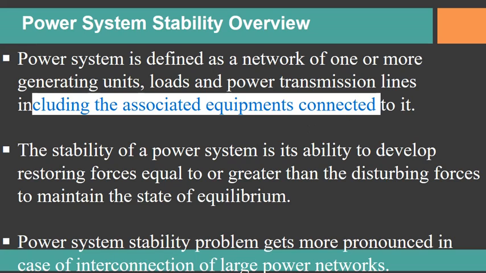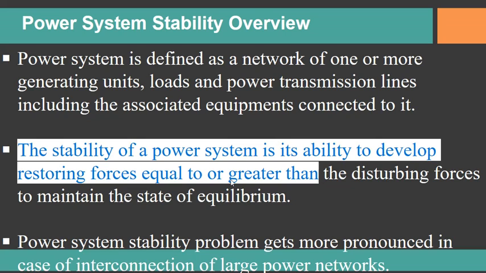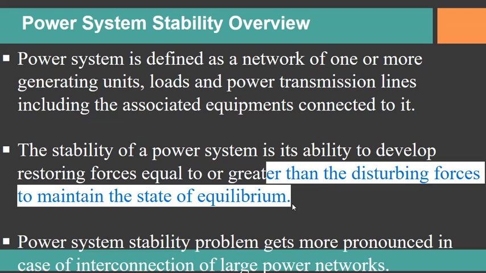So, for any power system operation to be successful, it depends largely on the ability to provide reliable and uninterrupted service to the loads. Ideally, the load must be fed at a constant voltage and frequency at all times. In practical terms, this means both voltage and frequency must be held within close tolerances so that the customer's equipment operates satisfactorily. The stability of the power system is its ability to develop restoring forces equal to or greater than the disturbing forces to maintain the state of equilibrium.